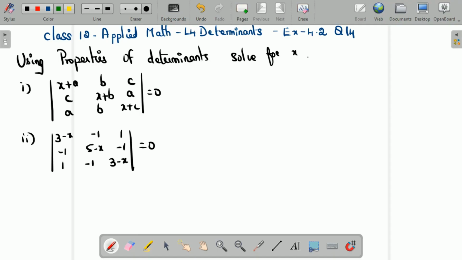In this video, let's find the solution for the 14th question in exercise 4.2. Using properties of determinants, solve for x. There are two subdivisions. Let's take up the first one.